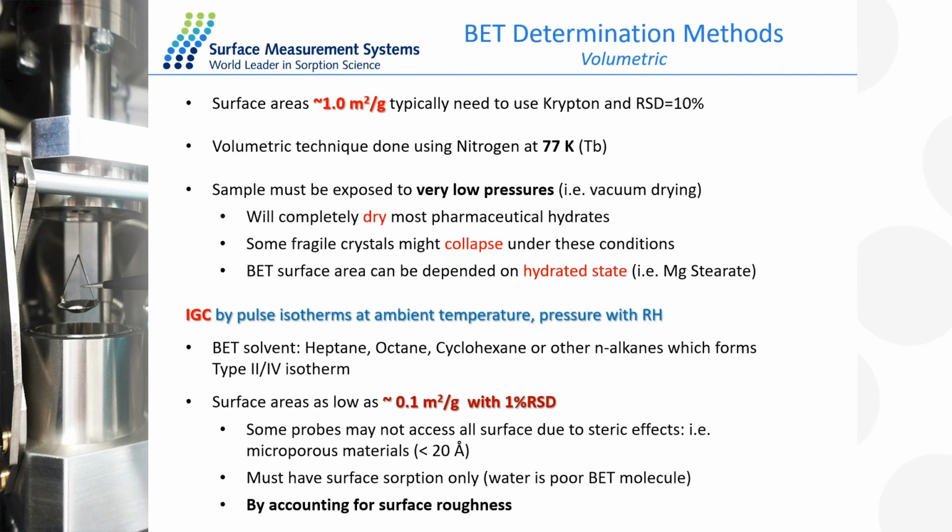But with the help of vapor sorption techniques, for example inverse gas chromatography, we can use organic vapors at ambient temperature and pressure. So it can measure surface areas as low as 0.1 square meter per gram, still with very good reproducibility.